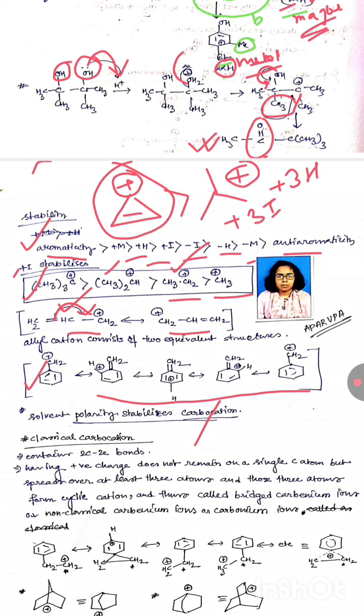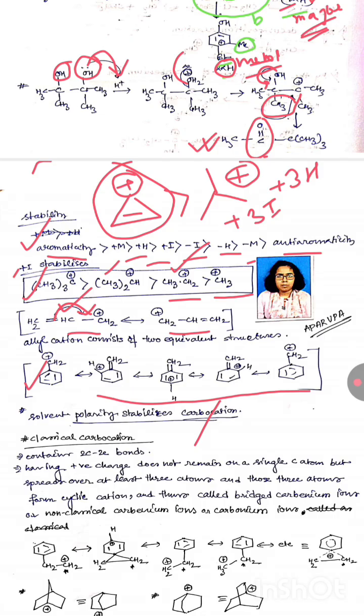Next one, solvent polarity stabilizes the carbocation. Obviously, solvent polarity stabilizes the carbocation. Carbocation itself is positively charged. Obviously, a positively charged species is a polar species. So that's why when the polar media is there, polar media stabilizes the carbocation.